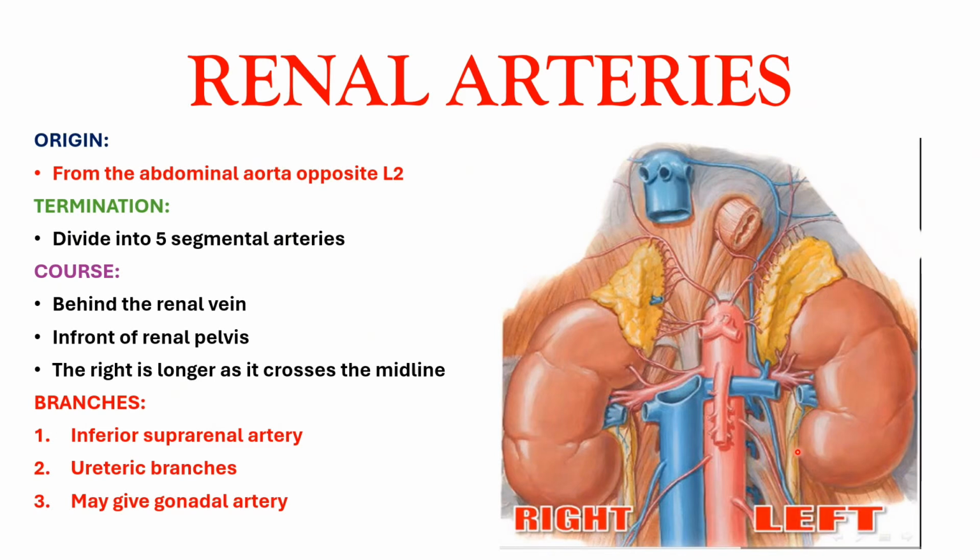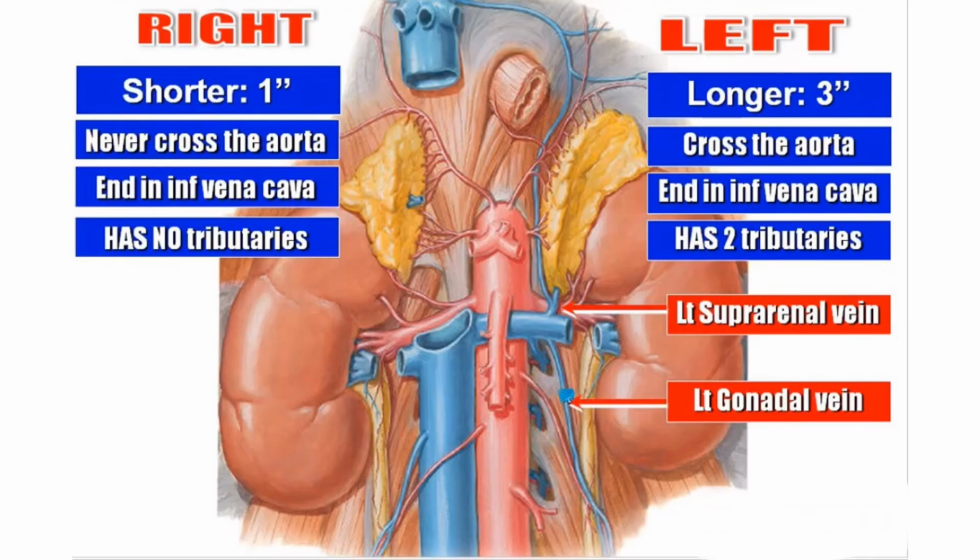So we've looked at the renal artery; we'll look at the renal vein. But before that, let's look at the blood supply to the suprarenal gland. This is the left suprarenal gland, this is the right suprarenal gland. Very, very important structure. You can see these arteries here called the superior suprarenal artery.